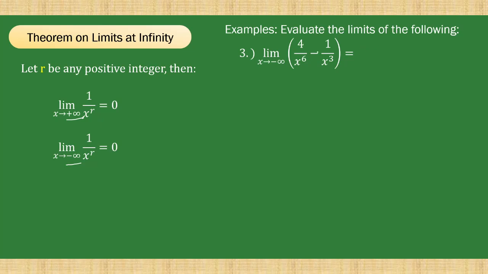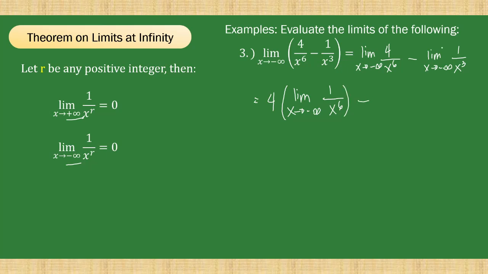So, since naka-subtraction sila, we can use the difference rule. Meron tayong limit of 4 over x to the 6 as x approaches negative infinity minus the limit of 1 over x cubed as x approaches negative infinity. Ito, wala na tayong problema dito dahil nag-conform na siya sa pinaka-pattern. Dito tayo sa una may problem kasi may 4 pa. So, pwede natin gamitin yung constant multiple rule, ilabas natin si 4. Maiwan na lang yung limit of 1 over x to the 6 as x approaches negative infinity.